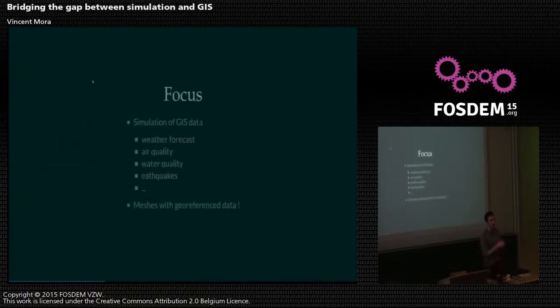Okay, so this was the simulation, and we are going to focus on a particular case of this kind of simulation in the field of GIS data. So basically everything that is run at a scale of some meters or some kilometers, where we have data with georeferences in it. It could be weather forecast, air quality, water quality management, and so on.